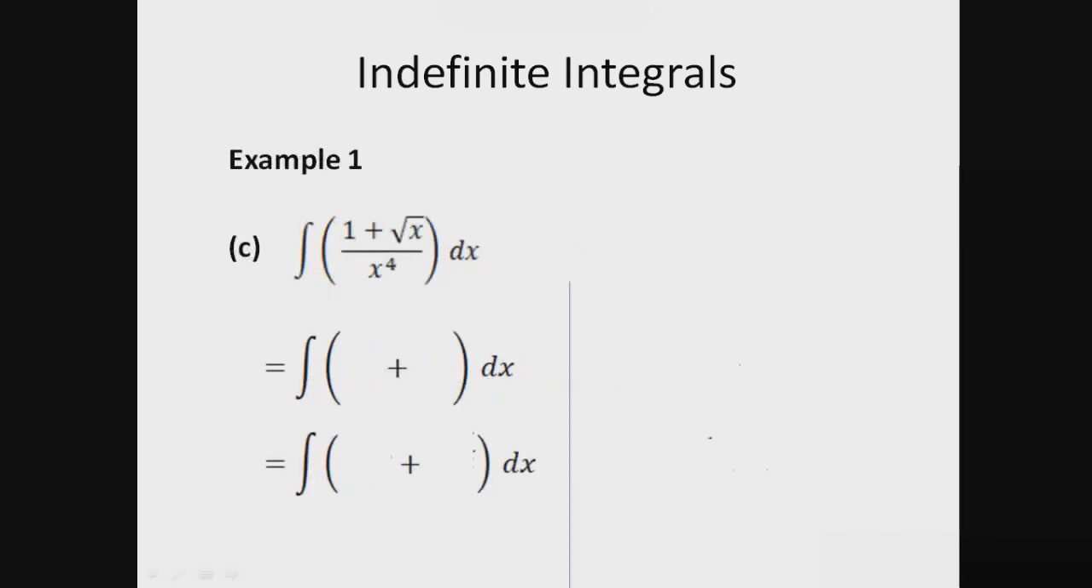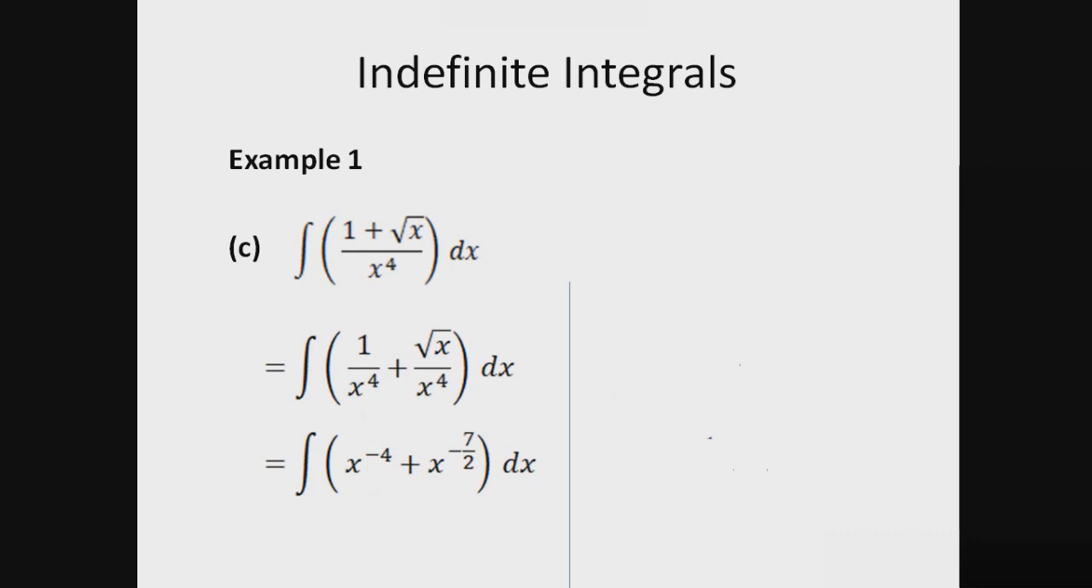Example 1c. The integral of (1 plus square root of x) over x to the power of 4 dx. In this case, actually we can separate the fraction. So we get 1 over x to the power of 4 plus square root of x over x to the power of 4. By law of indices, we can actually get x to the power of negative 4 and x to the power of negative 7 over 2 dx.